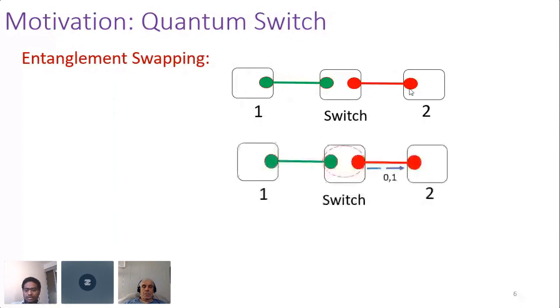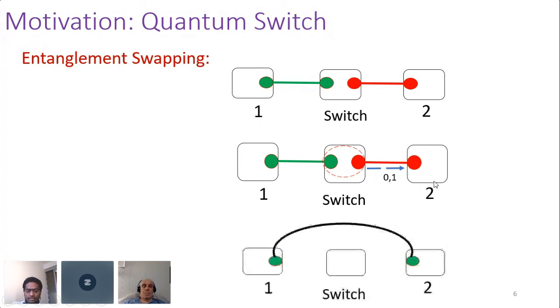Now the switch performs certain operations on these two qubits, which result in certain classical information that is transferred to user 2. User 2 performs certain operations using this classical information, which results in an entangled state shared between user 1 and user 2. So by using the entanglement swapping operation at the switch, we are able to create an entangled state shared between user 1 and user 2, who are separated by a long distance.